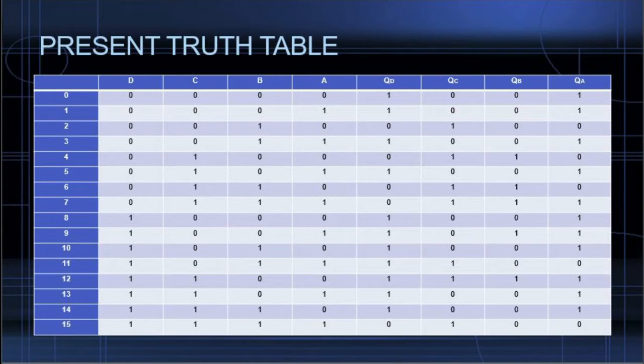So for the truth table, the input for 2 is 0, 0, 1, 0. So the next input is 0, 1, 0, 0, which is 4, and after 4 we will get the output as 6, which is the input is 0, 0.